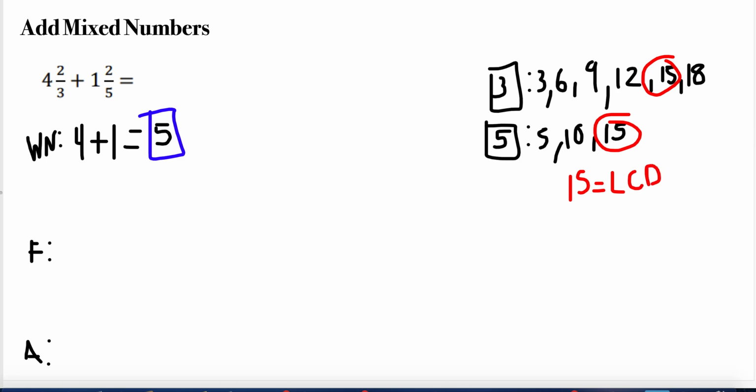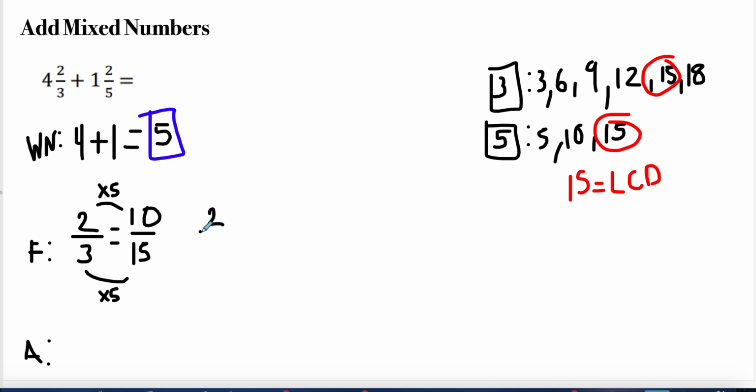All right, so I'm going to make equivalent fractions with 15 as the denominator. So 2/3 is equal to how many 15ths? Well, I know that 3 times 5 is 15. So 2 times 5 is 10. So 2/3 is equivalent to 10/15.